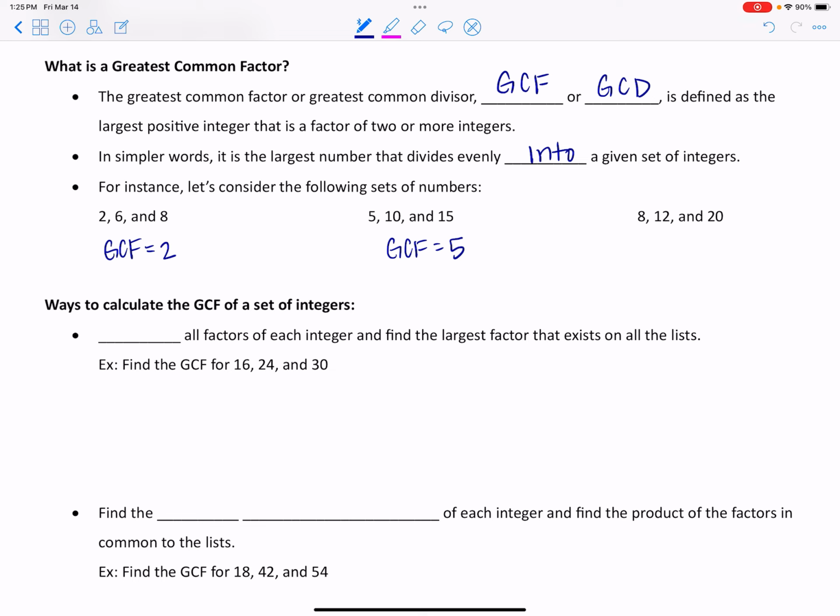And then as the numbers get a little bigger, it's a little more difficult, again, depending on your experience and comfort level with the numbers. So when I'm looking at 8, 12, and 20, again, I can see that 4 is the biggest number that's going to divide evenly into that set of numbers. So here I would say that my GCF is going to be 4. Now, if it was a little harder for you to see that, or if in general it's hard for you to see what the biggest number is that will divide evenly into that set of numbers, I want to give you some strategies for calculating it.